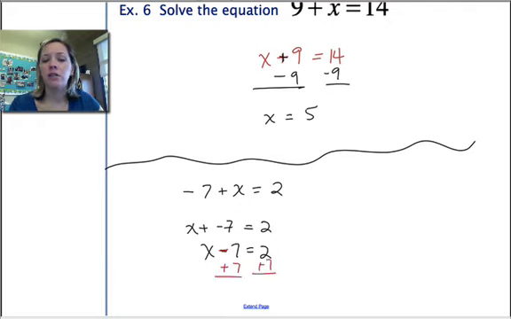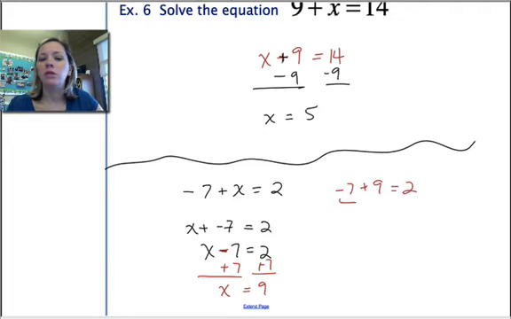7 to both sides. So negative 7 plus 7 is 0. So all that's left on the left is x. 2 plus 7 is 9. So my solution to this would be 9 if I plugged it in. Negative 7 plus 9 equals 2. Negative 7 plus 9 is 2. 2 equals 2. So we have a check.